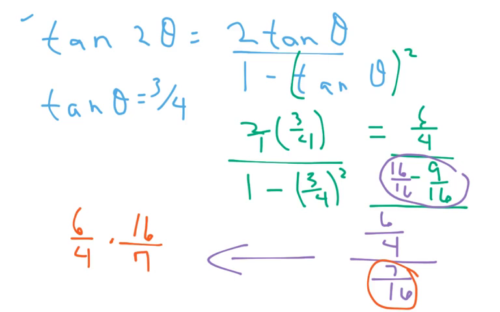16/7. 4 goes into 16 4 times, so basically I get 24/7. And that's my answer. Okay? Now we're going to do the half angles. We're going to do a sine of theta over 2.